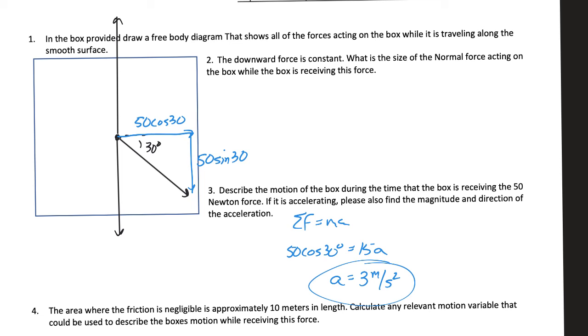All right. Question 2 is required for question 4. So I'm just going to speak to it anyways because it seems like we're getting a lot of questions out there. So I've got normal up minus weight minus 50 sine 30 equals 0. 50 sine 30 is 25, and the weight of the 15 kilogram box is 150. So it looks like the normal force equals 175 newtons. Any questions there?